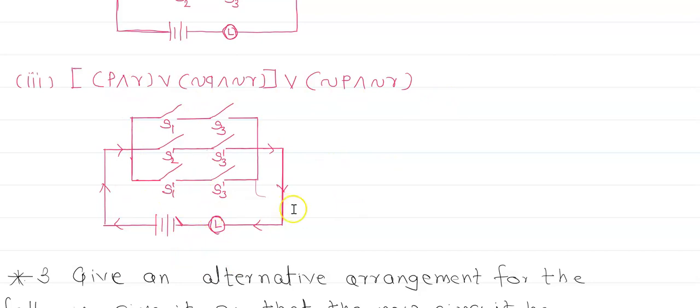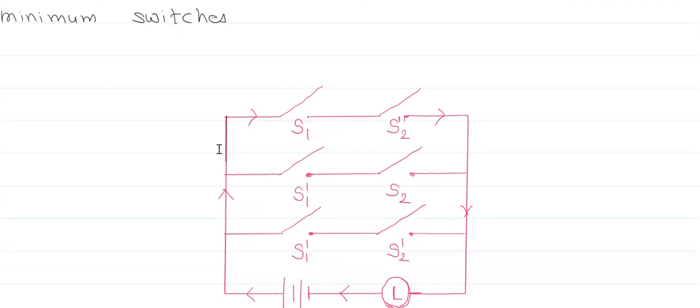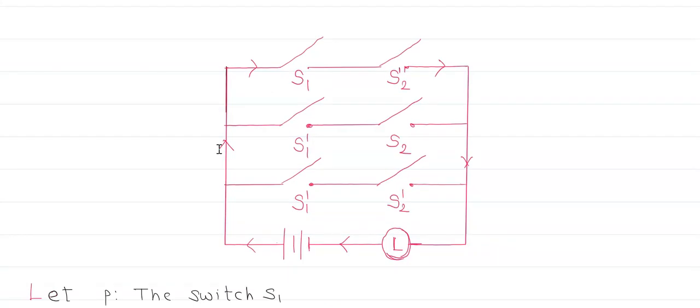Now, the next question is: give an alternative arrangement for the following circuit so that the new circuit has a minimum number of switches. Now see this, in this case the switches are S1, S2 dash, S1 dash, S2, S1 dash and S2 dash. That is, there are 6 switches in total with their complements.